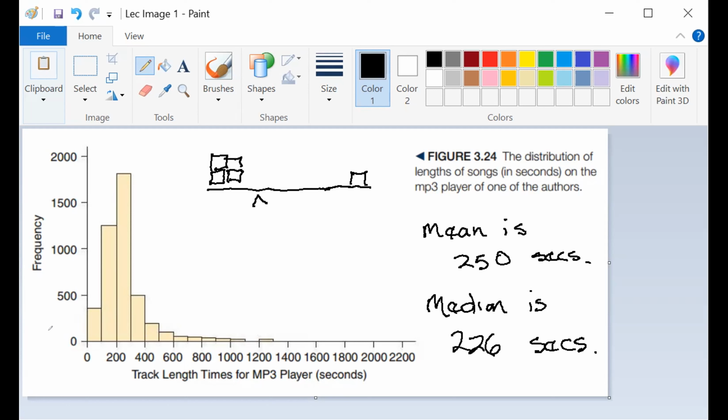All right, so that's mean and median when it comes to skew and unimodal symmetric distributions, so the shape. Let's talk about outliers.